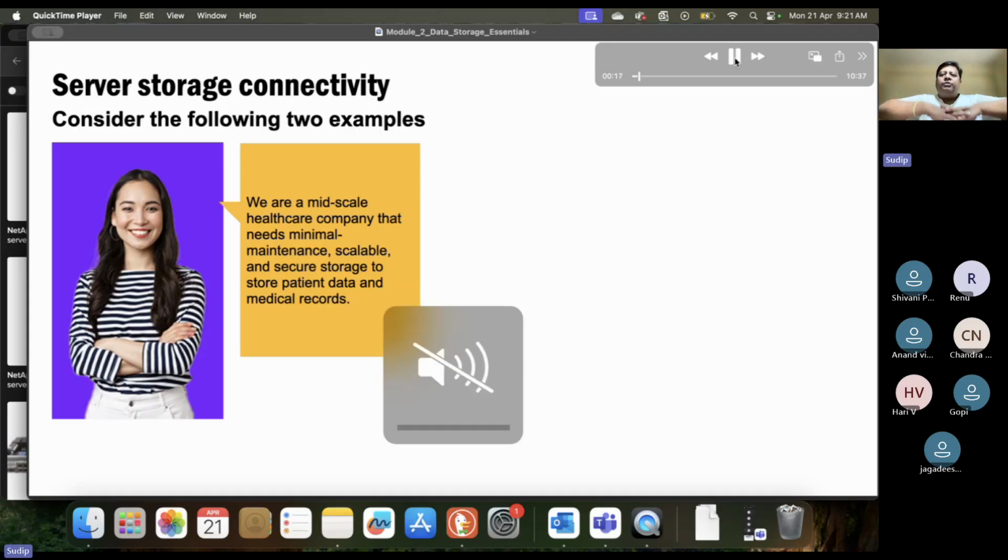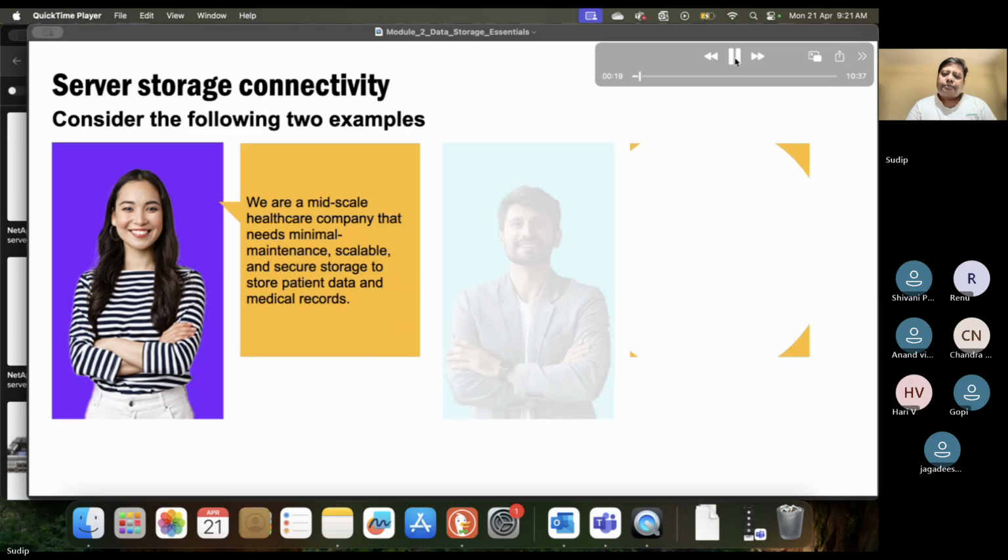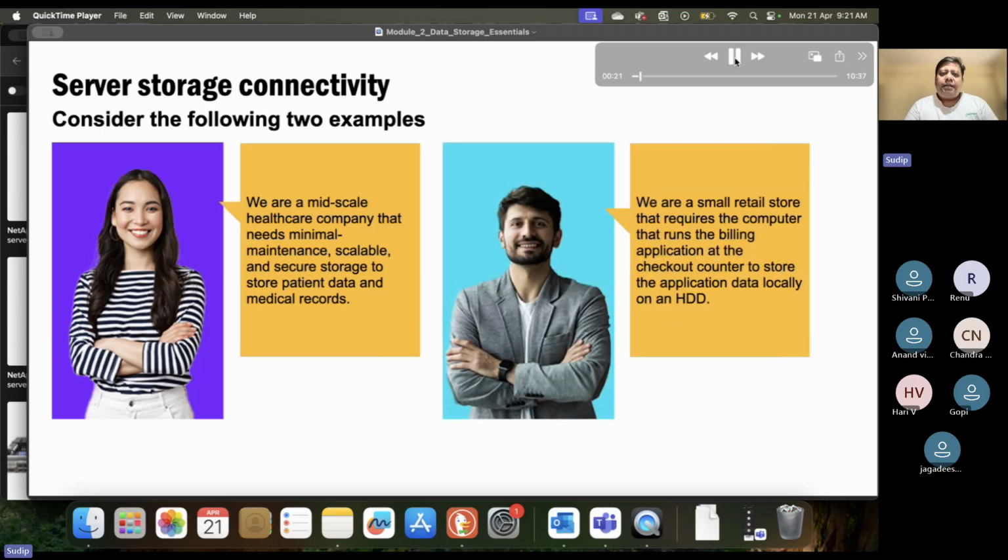Now here is a customer scenario, where there are these two people. One is saying that we are a mid-scale healthcare company. They need minimum maintenance, but the storage should be scalable. That means you should be able to add a lot of terabytes, a lot of petabytes, and it should be secure. And this will be used to store patient data and medical records. That's what the lady is saying on the left.